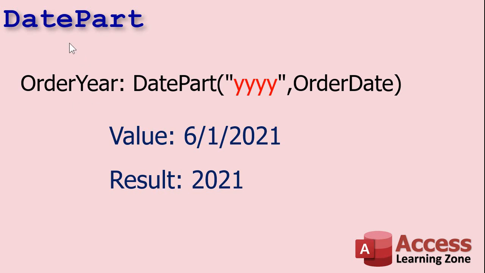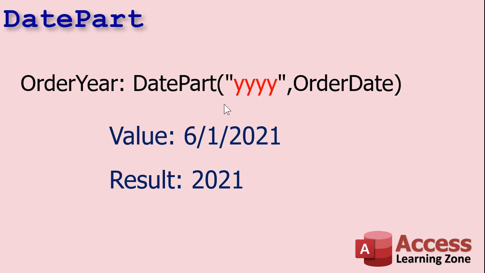Okay, so the DatePart function works like this. We'll set this up in a query as a calculated field. We'll say order year. That's our new calculated value. It's going to be DatePart. And then what piece of the date do you want? This is the year, for example, YYYY. Not just a single Y, that's different. We'll talk about that in a few minutes. And then the date that you want to send it. So if the order date is June 1st, 2021, the result here will be 2021. I want to pull out the year portion of the date.